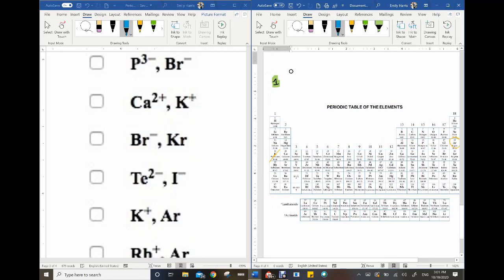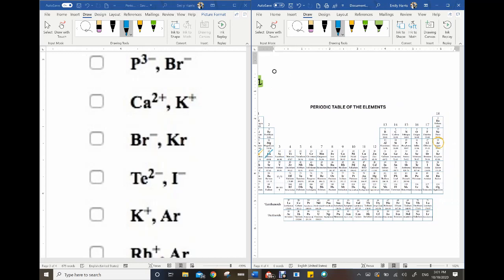Now if we look at calcium 2+, that means that calcium started at 20 electrons, but it'll lose the 20th electron, lose the 19th electron, which also places it at 18 electrons, just like argon would have. So these are indeed isoelectronic atoms.